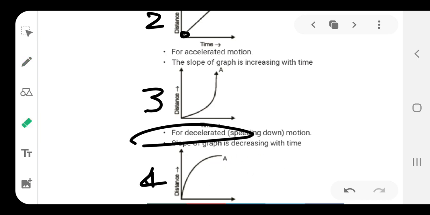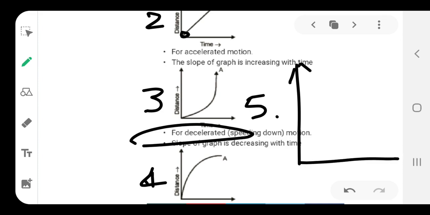So, as a result, it represents decelerated motion because the slope of the graph is decreasing with time. So, that should be known to you. And just to add on to it for your information, say if I put a number 5 here, we can also see some graph like that, a straight line.